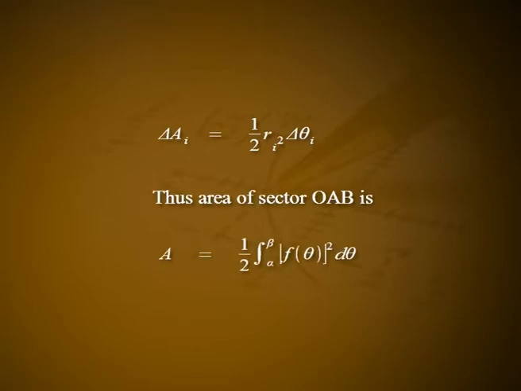Since the area of any typical circular sector with radius Ri and central angle delta theta i is given by delta Ai = 1/2 Ri square delta theta i. Thus, area of sector OAB is A = 1/2 integral from alpha to beta of [f(theta)] square d theta.